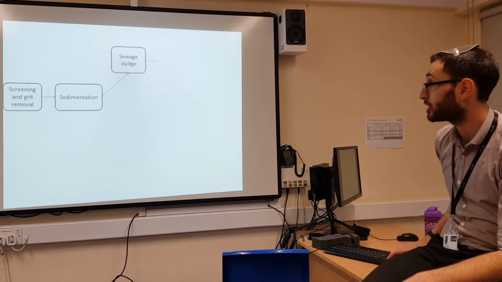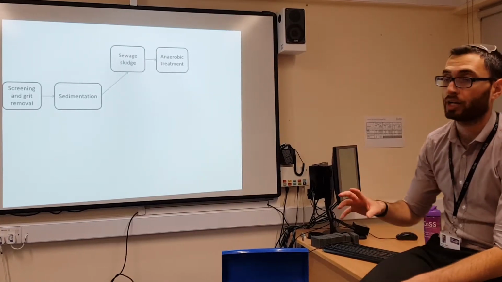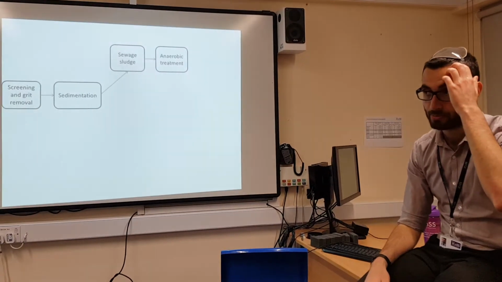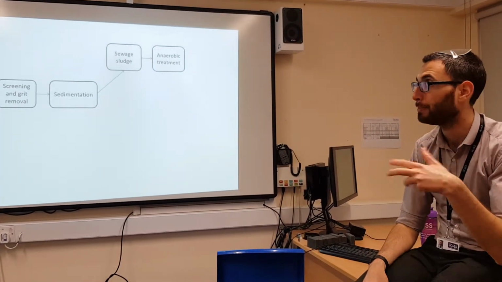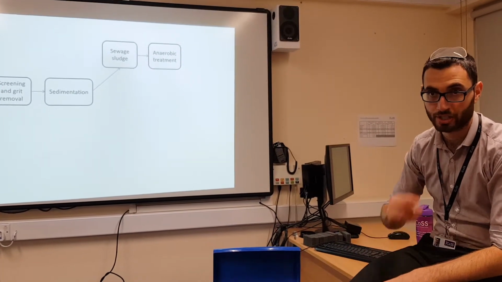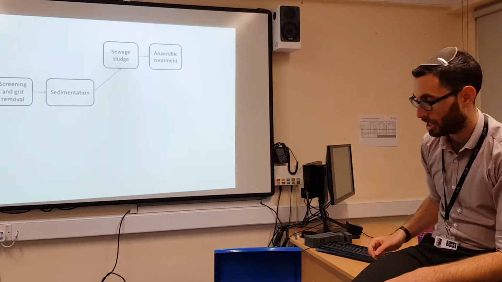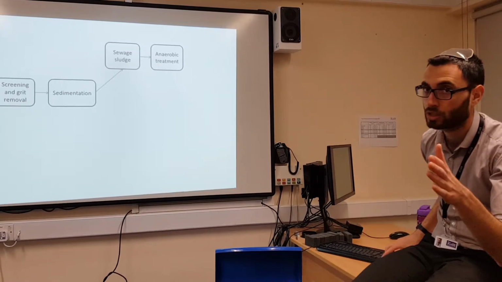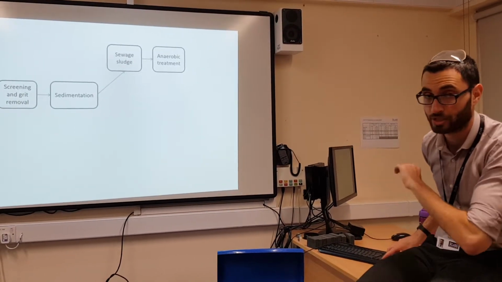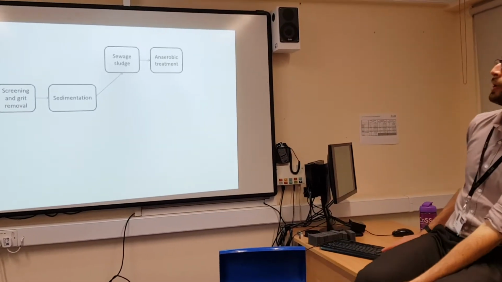What do we do with sewage sludge? We add bacteria to it, and we allow the bacteria to do their job. Basically the bacteria munch on the sewage sludge. It's anaerobic, so we don't provide them with any oxygen, they just munch it themselves. You don't need to know any complicated chemical processes here. We need to know biological processes. All you need to know is just anaerobic treatment.